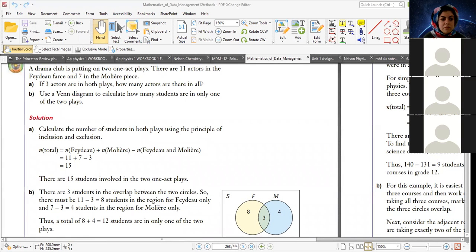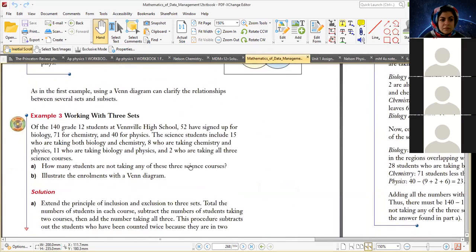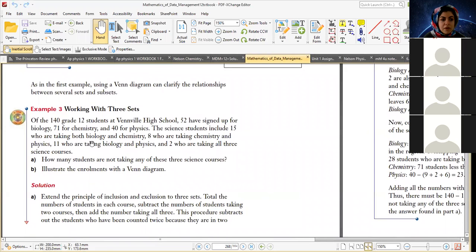Okay. Yeah, it's A and B. Any question? Now here is another one.